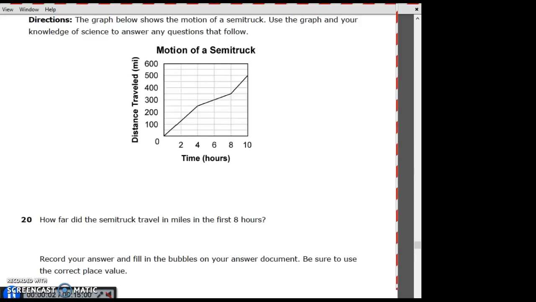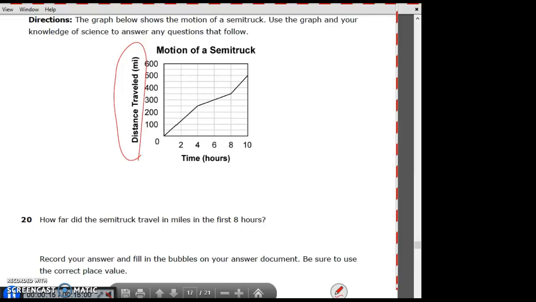The graph below shows the motion of a semi-truck. Use the graph and your knowledge of science to answer any questions that follow. So first of all, anytime we see a graph, we need to look at what kind of graph it is. This is a distance versus time graph. So this is like our motion detector lab where we were moving away.